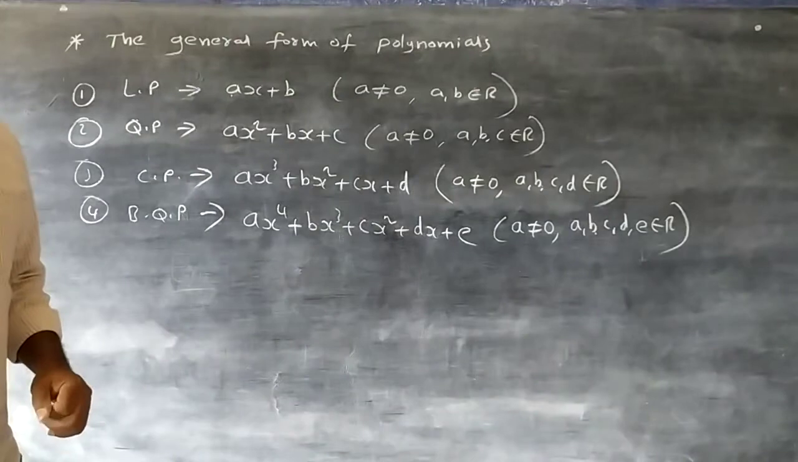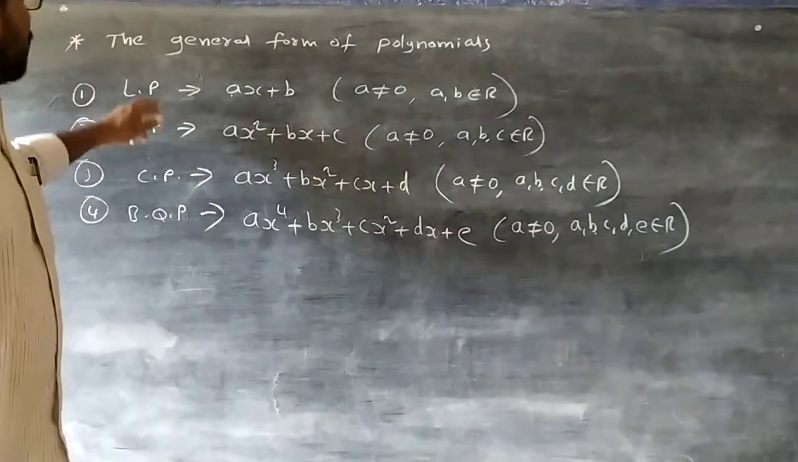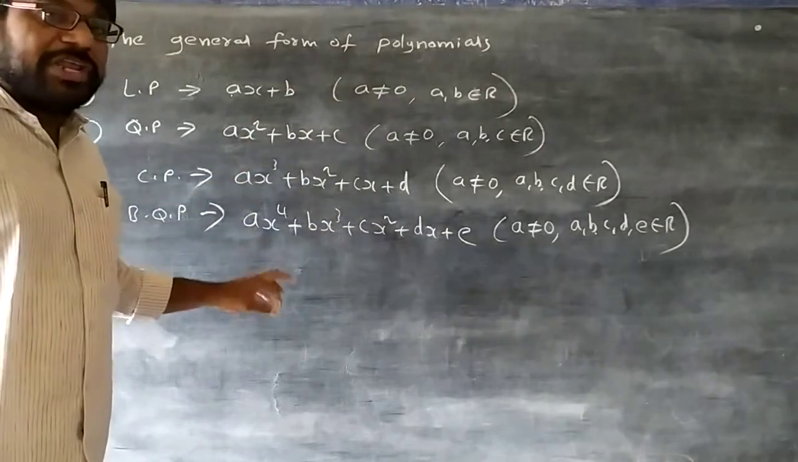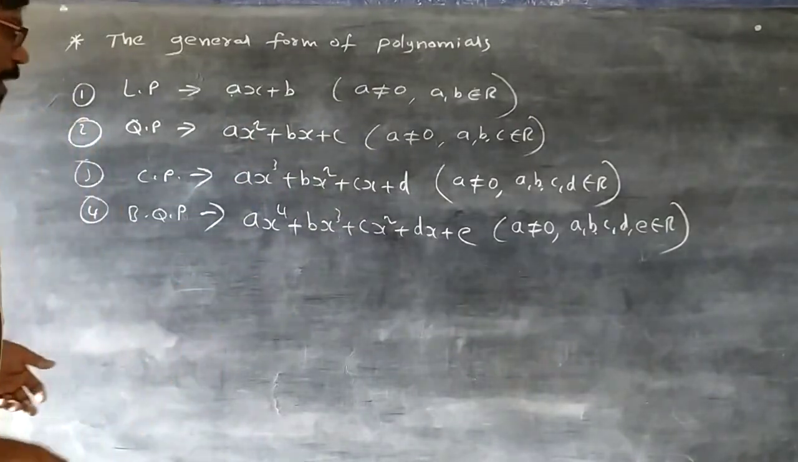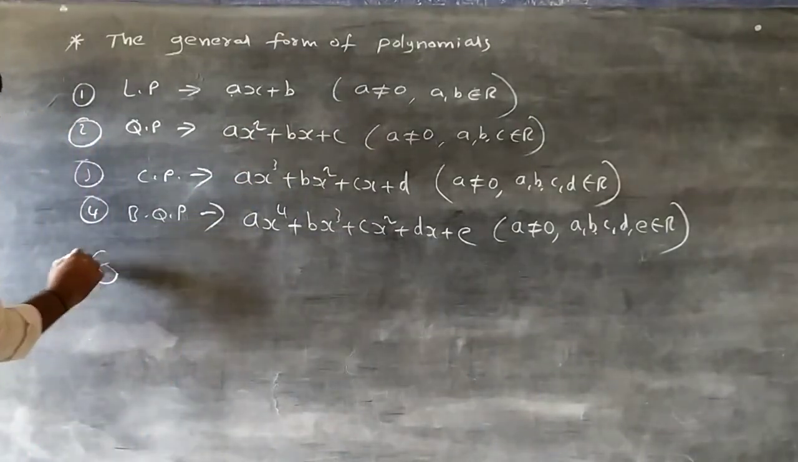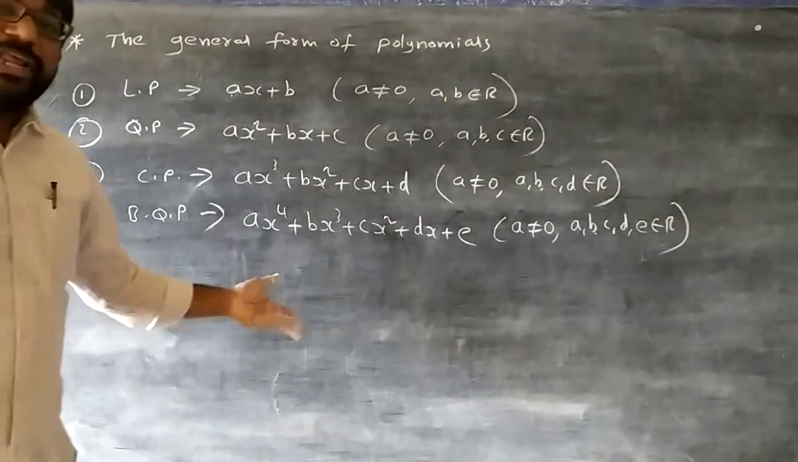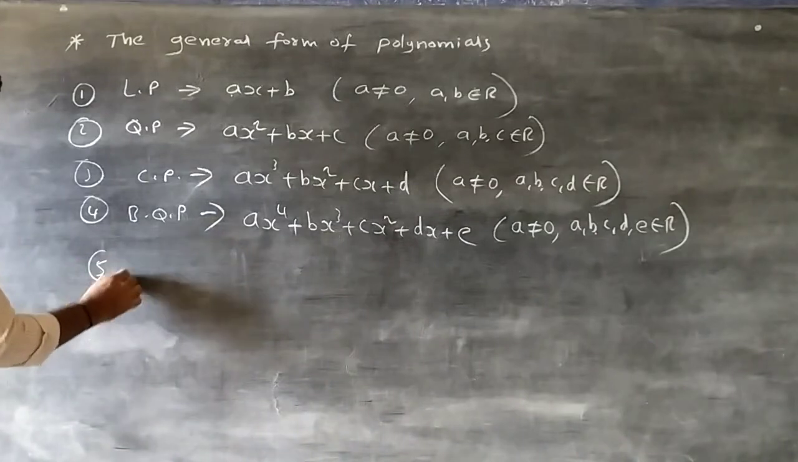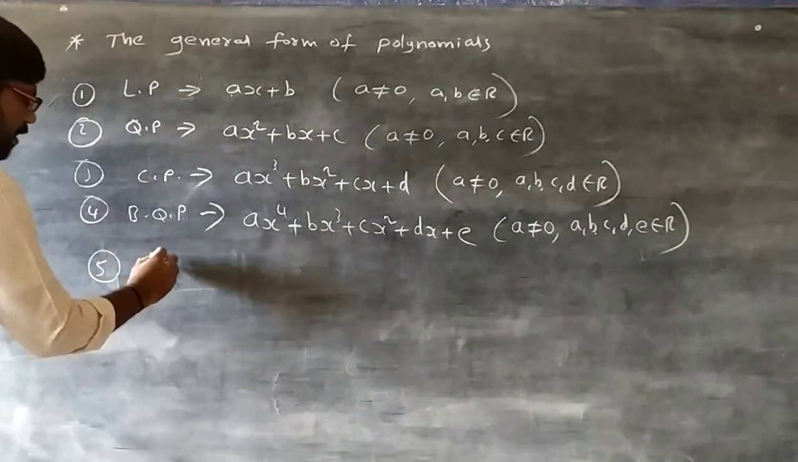That is a biquadratic polynomial. See, first degree polynomial, second degree polynomial, third degree, fourth degree. Then the fifth one, and so in this way we can write a polynomial of any degree, right? The next one, the nth degree polynomial.